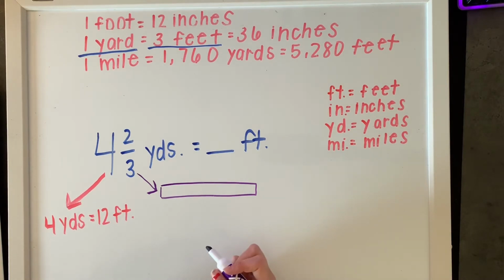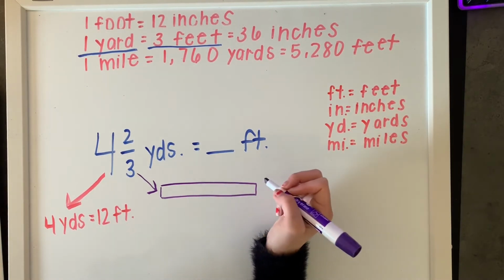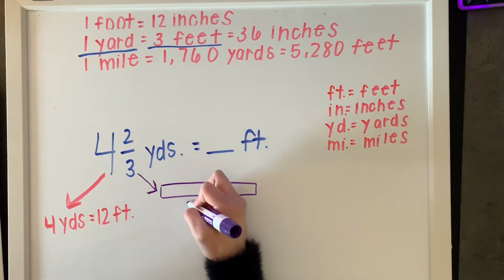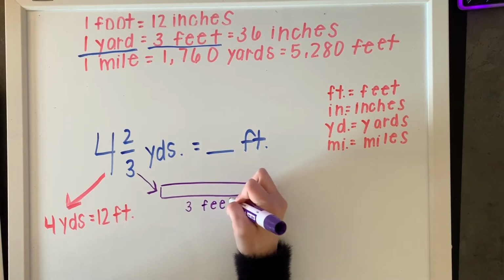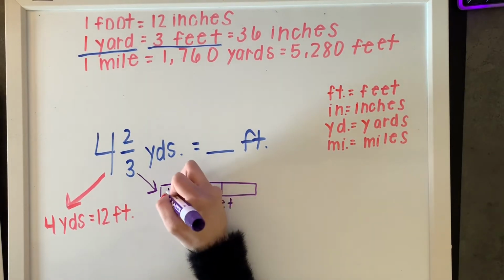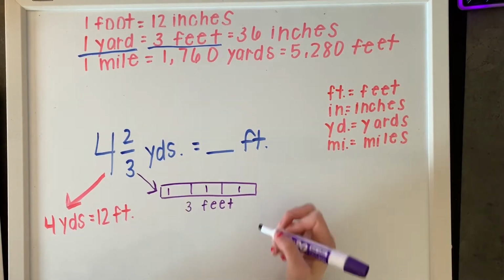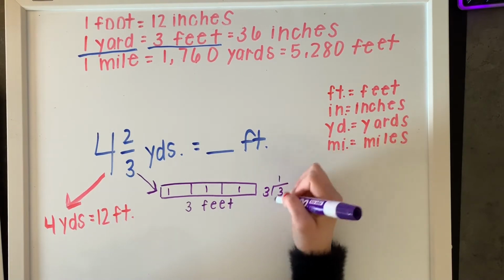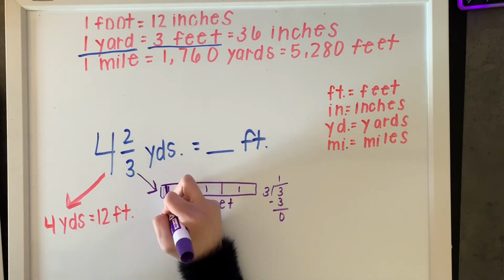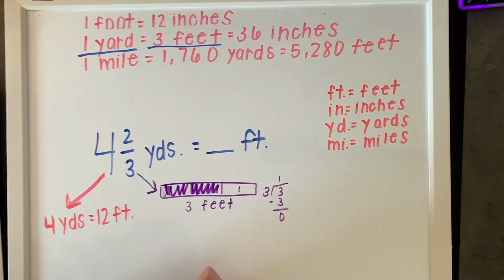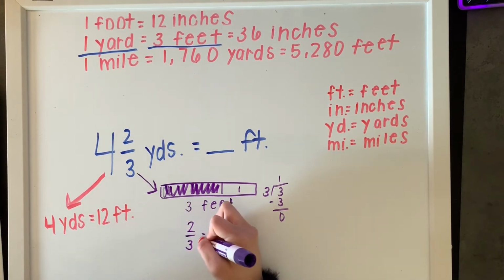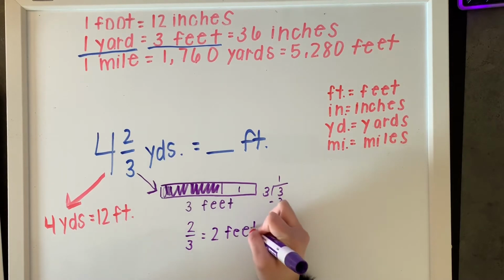So I need to split it up. If we think 1 yard equals 3 feet, and I need to split this into 3 pieces, they would each equal 1 foot, because 3 divided by 3 equals 1. And I need 2/3, so 2 of the pieces, 1, 2, would equal 2 feet. So 2/3 of a yard equals 2 feet.